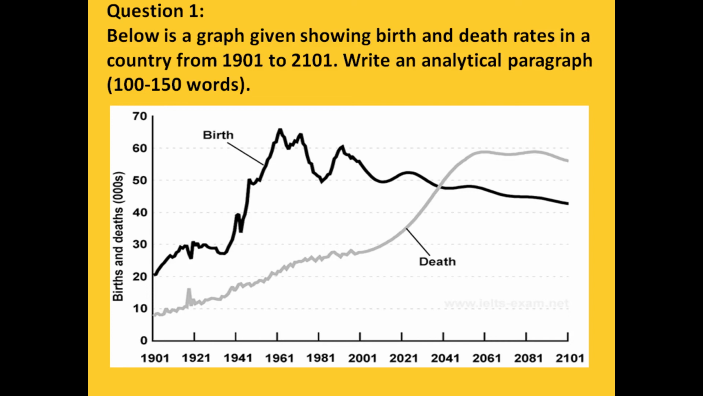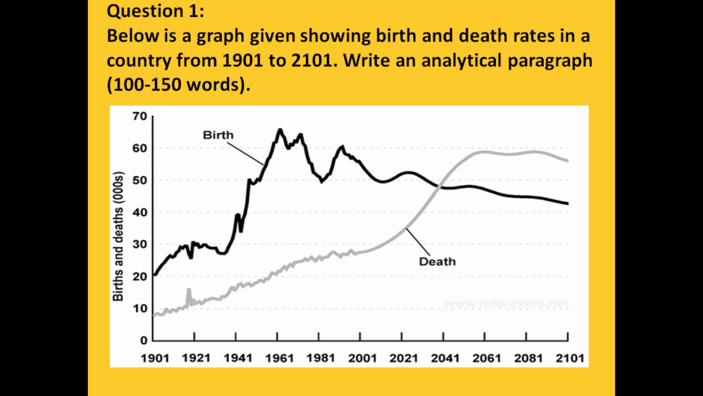Okay, so if you analyze, we find that in 1901 the death rate was lower and the birth rate was higher, and then we find that the birth rate was at its peak in approximately 1961. Okay, so 1961, and then we can say that in 1971 there was a dip again.